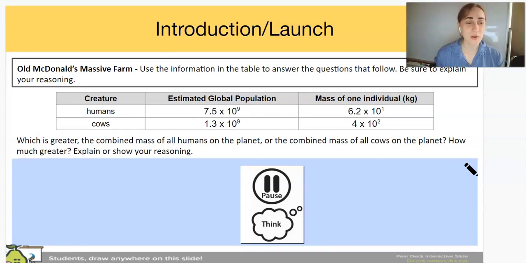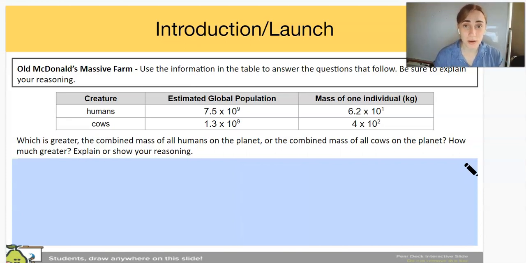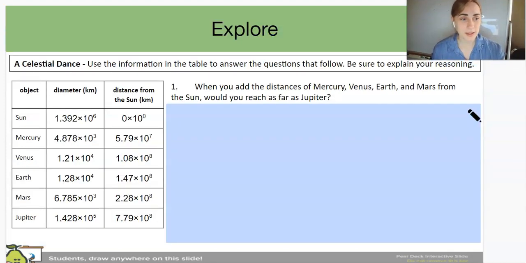All right, I hope that you were able to determine whether the strategy you came up with friendlier numbers helped you come up with a strategy for operating with numbers in scientific notation. Now let's move on together to your Explore section on slide B. On slide B, we have some celestial distances, and the problem is called a celestial dance. So use the information in the table to answer the questions that follow. Be sure to explain your reasoning.